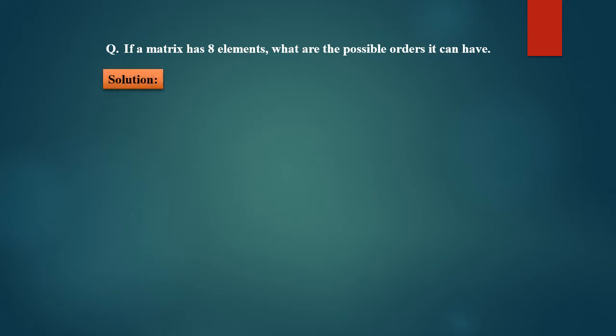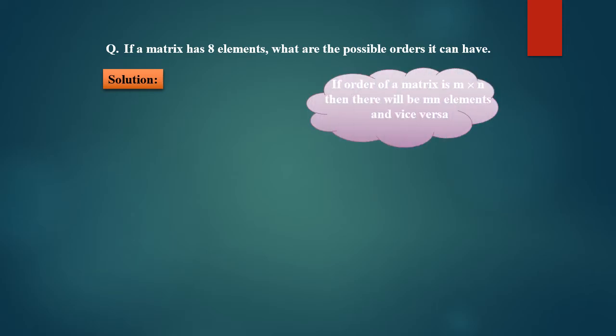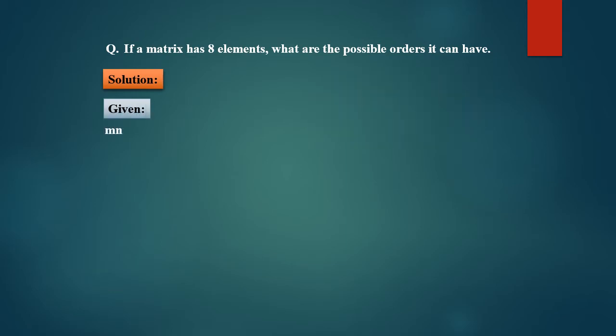So in the next example, now we will discuss how to calculate the possible orders for a matrix with given elements. So here is a question. If a matrix has 8 elements, what are the possible orders it can have? So to calculate the number of possible orders for a matrix with 8 elements, first we list out the ordered pairs of natural numbers whose product is equal to 8.